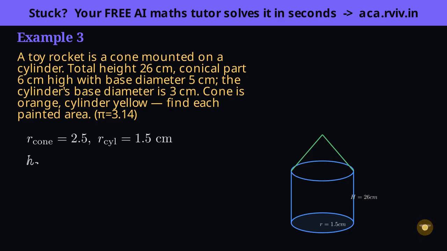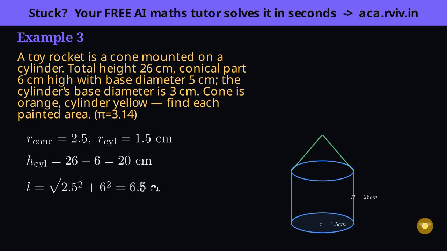The total height is 26 and the conical tip is 6 of that, so whatever's left is the cylinder's body, 26 minus 6, 20 centimeters tall. The cone is painted along its slope, so we need its slant height, not its vertical 6. Pythagoras on the cone's own radius 2.5 and height 6 gives the hypotenuse of that inner triangle, 6.5 centimeters.